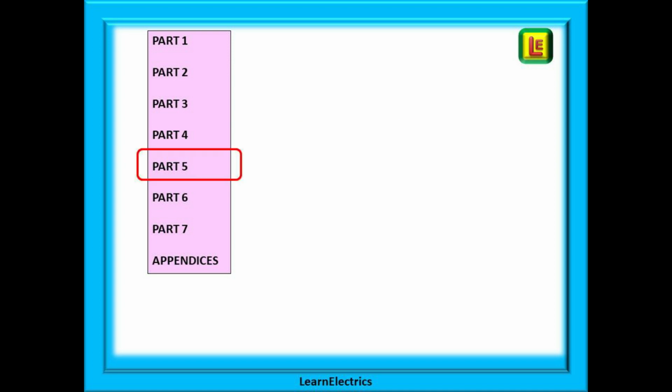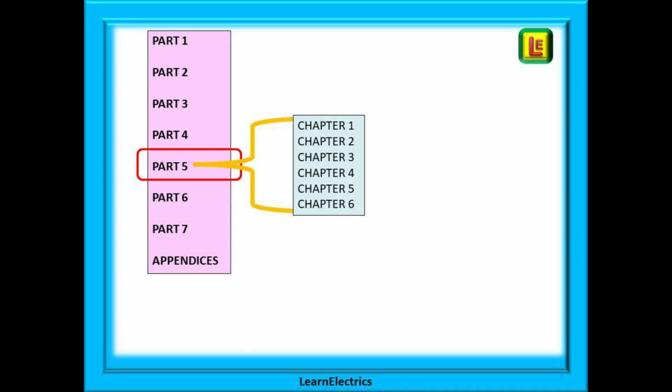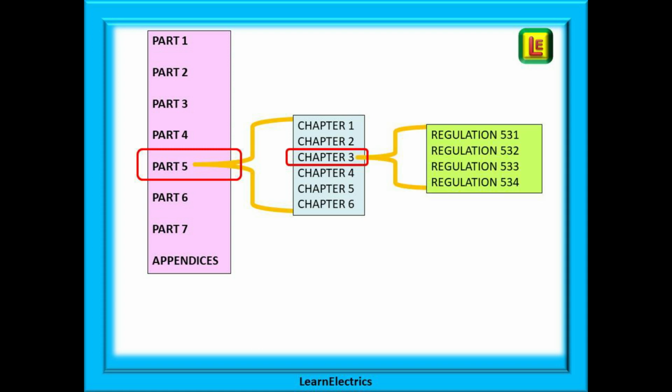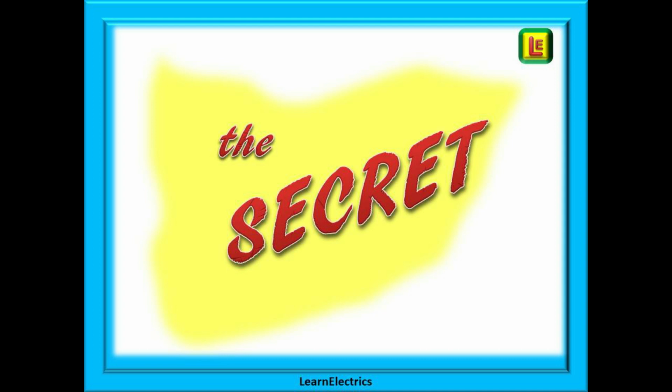If we take part 5 for example, we know that within part 5 are several chapters, and taking chapter 3 as an example, this is further split into several regulations, and these regulations will be further divided into sub-regulations and so on. So, how are we going to find the answer to an exam question or even an on-site question in all the 600 pages of the Wiring Regulations? Fortunately, there is a secret. Follow this method and you'll make life so much easier for yourself.